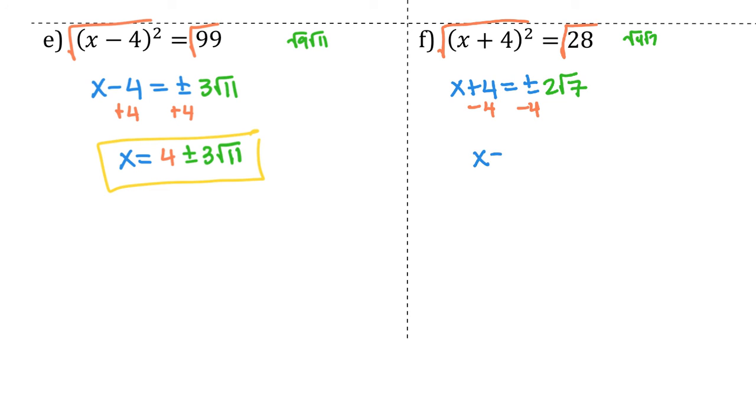And I get x equals, I'm going to put the rational part first. You don't have to, it's just how it's typically written. Negative 4 plus or minus 2 root 7. And that's the best answer I can get. Or you can split them up. It could be negative 4 plus 2 root 7 and negative 4 minus 2 root 7.